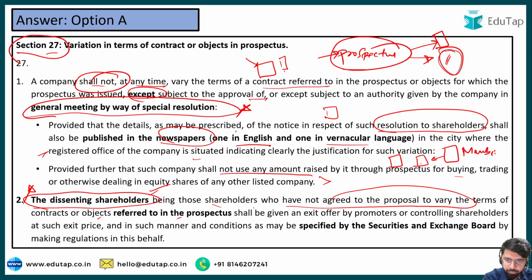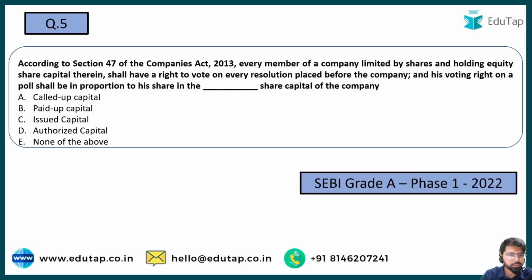If the company still wants to go ahead with the variation, then the dissenting shareholders need to be given an option that you can leave our company, or exit as a shareholder, by providing an exit price and in such manner as the procedure may be specified by SEBI. Friends, I hope this is very much clear. The important facts here are general meeting by way of special resolution and who the dissenting shareholders are. This is again a possible question in upcoming examinations. Now, having discussed this question, let us move to the next question.